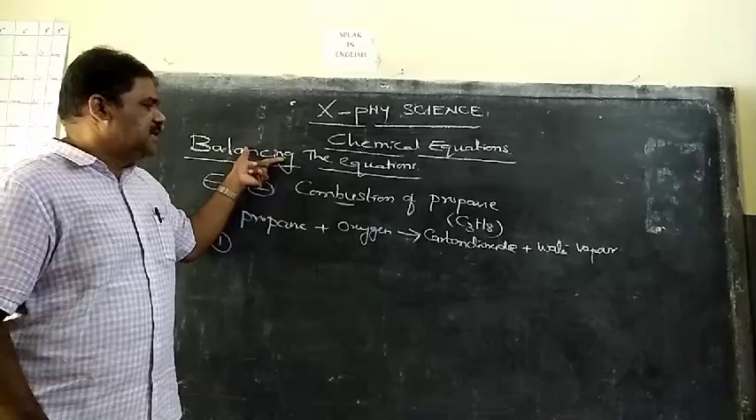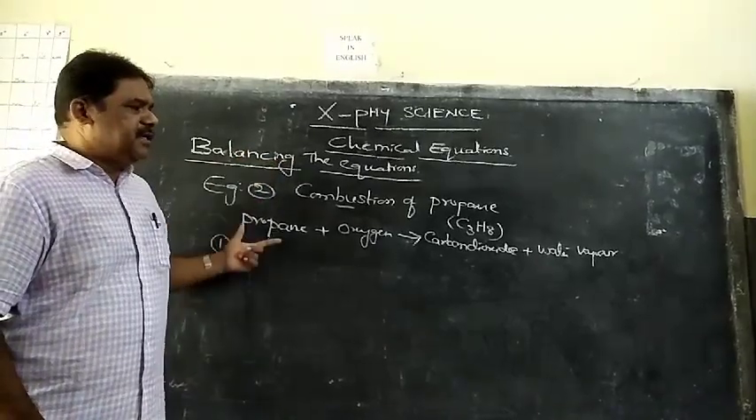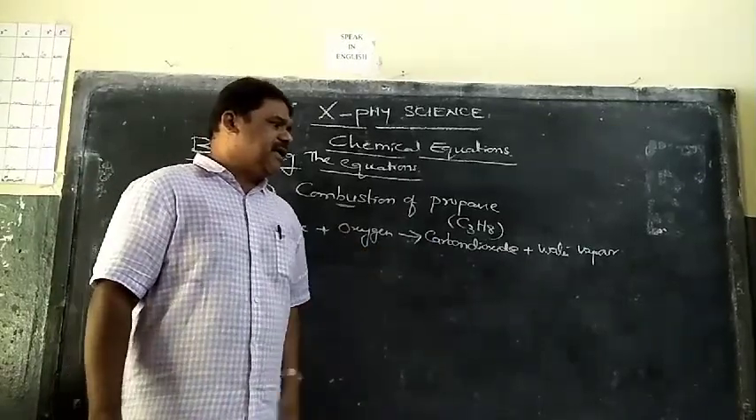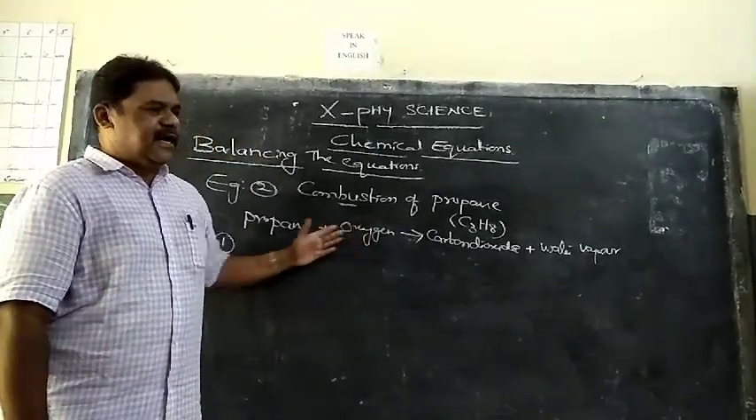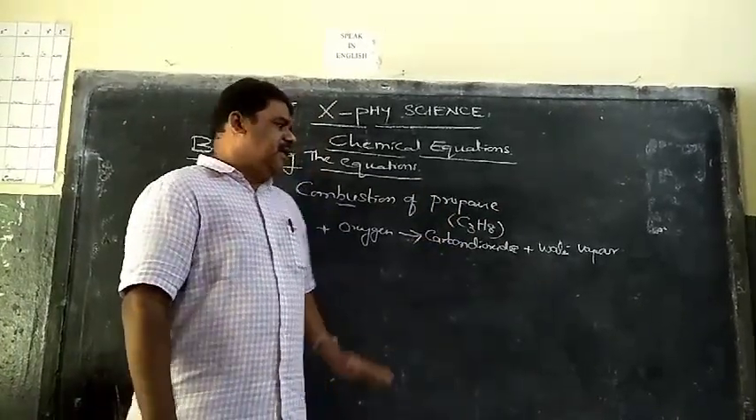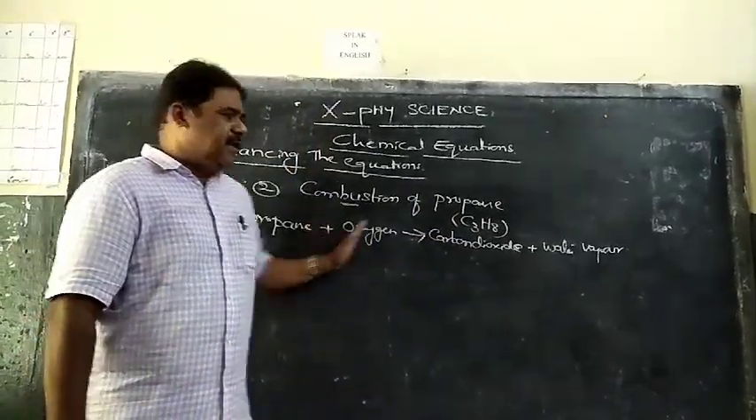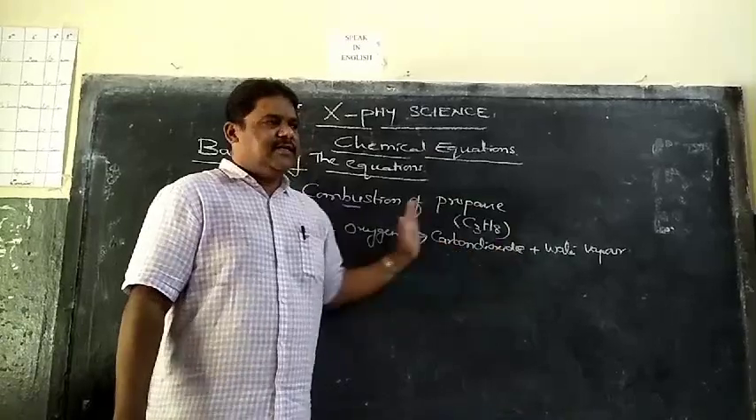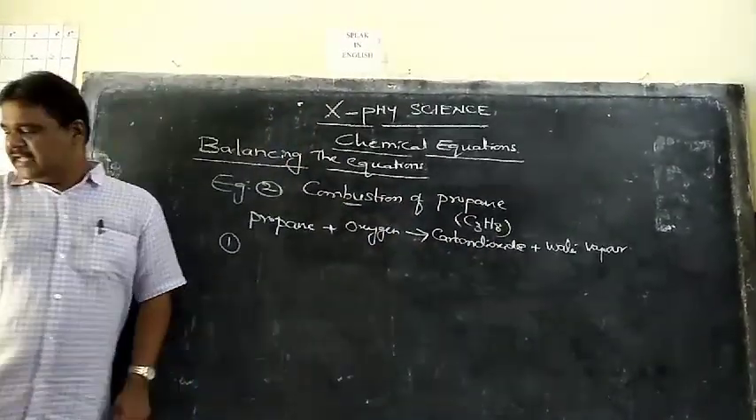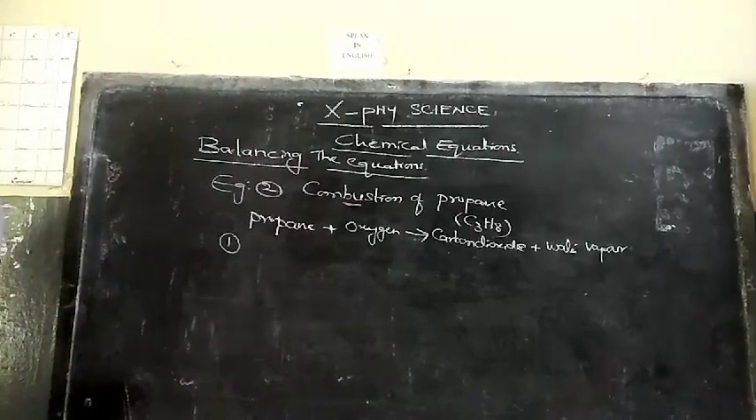Balanced equation means number of atoms of an element on left side should be equal to number of atoms of the same element on right side. Suppose left side carbon atoms are 3, right side also we should make 3. Left side hydrogen atoms are 8, right side also we have to make 8. Like that, number of atoms of an element on left side and the same element on right side should be same.